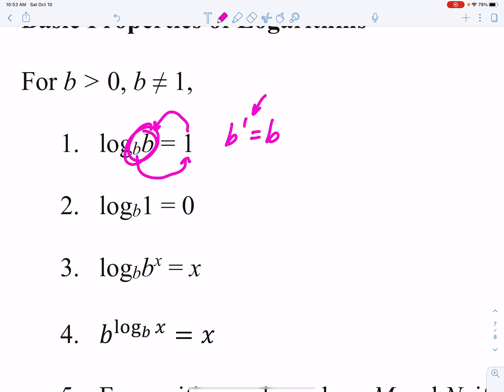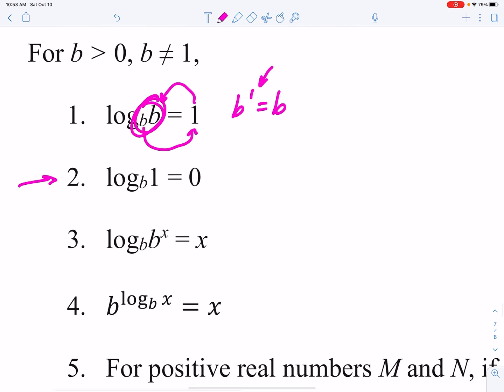In other words, whenever the base and the argument here, so that big B is called the argument, are the same value, the answer is 1. All right, property number 2, log base b of 1 equals 0. So again, let's test that with the loop around. B to the 0 equals 1. Yes, that makes sense, right? Anything to the 0 power equals 1. So whenever you see a 1 in the argument, it doesn't matter what the base is, the answer is 0.